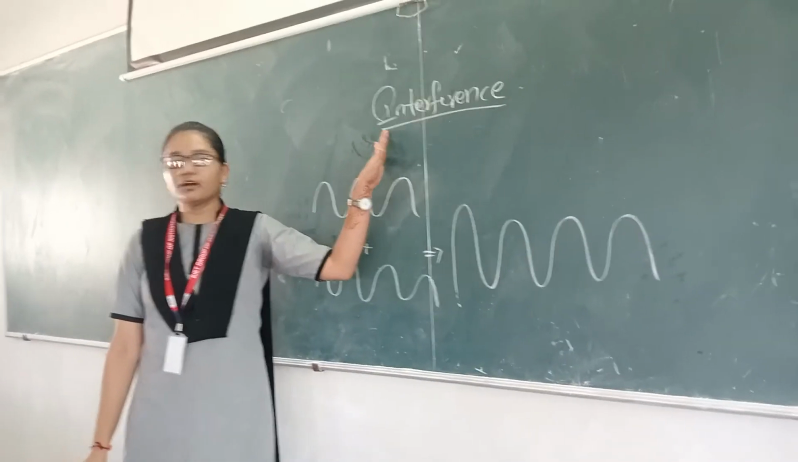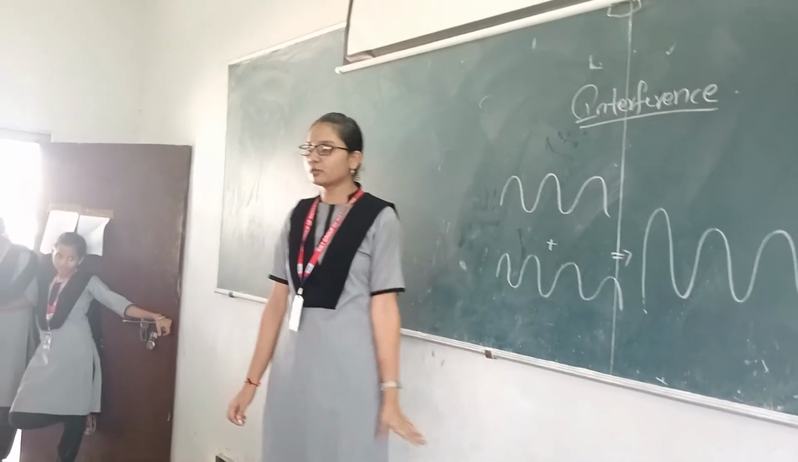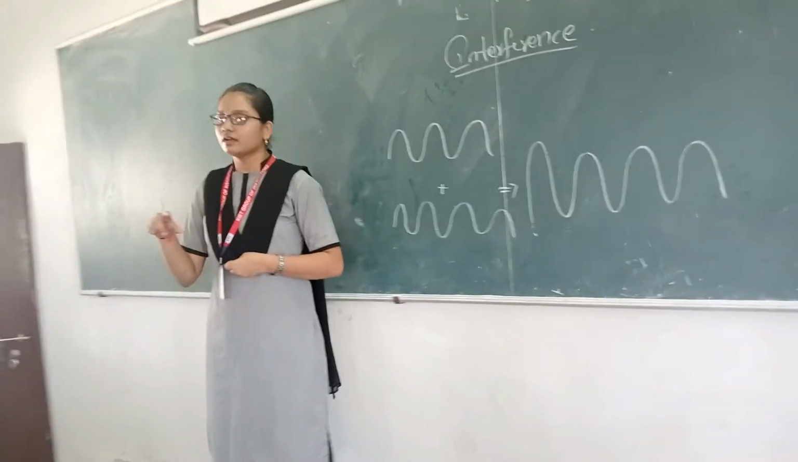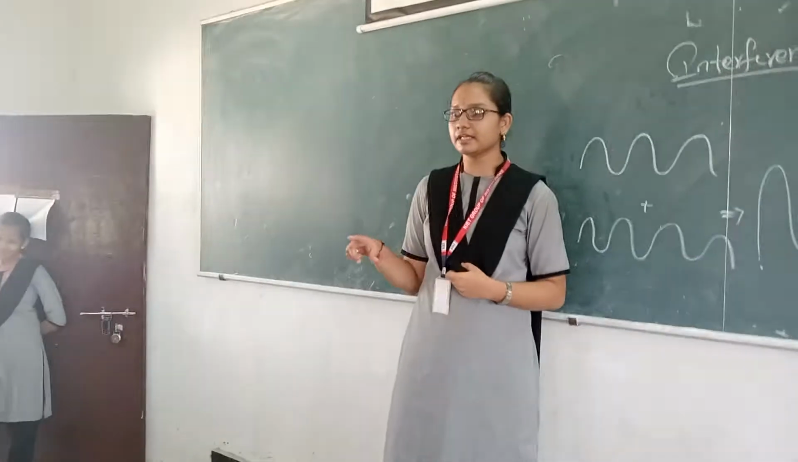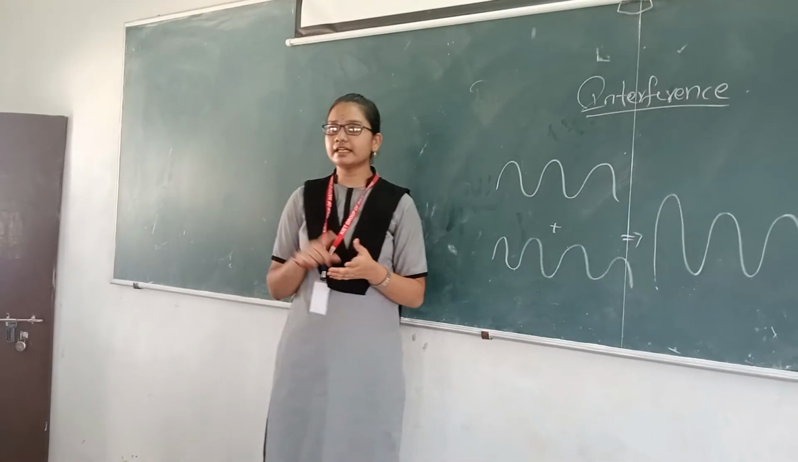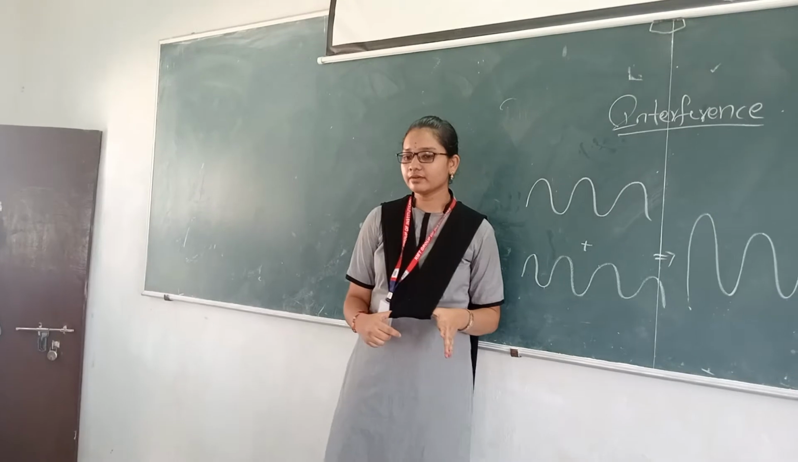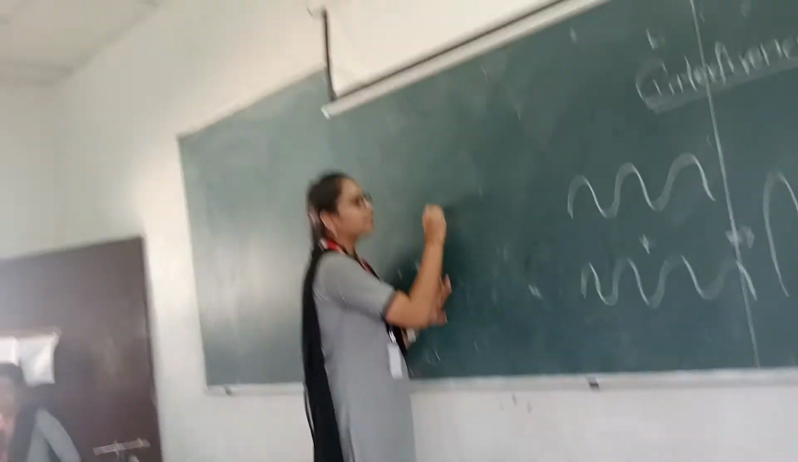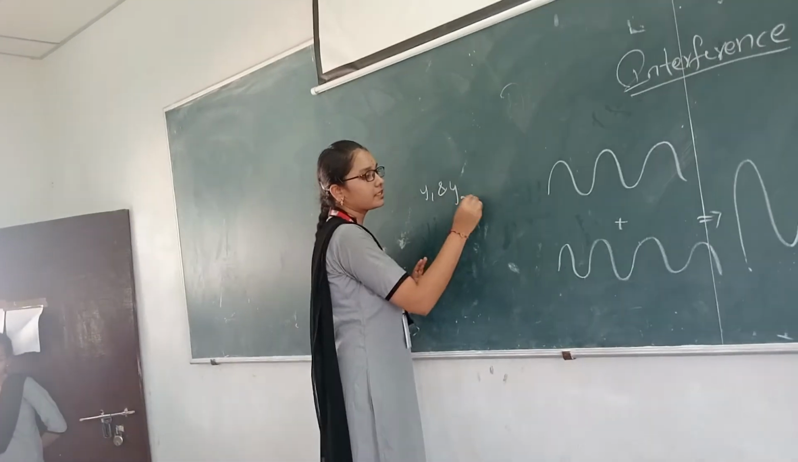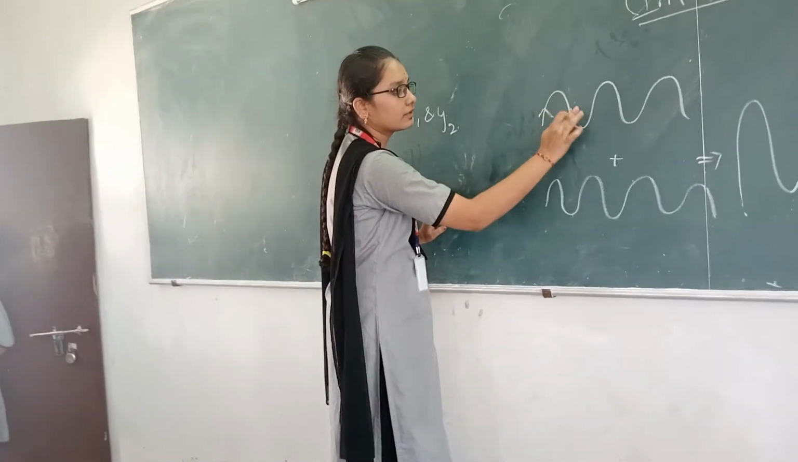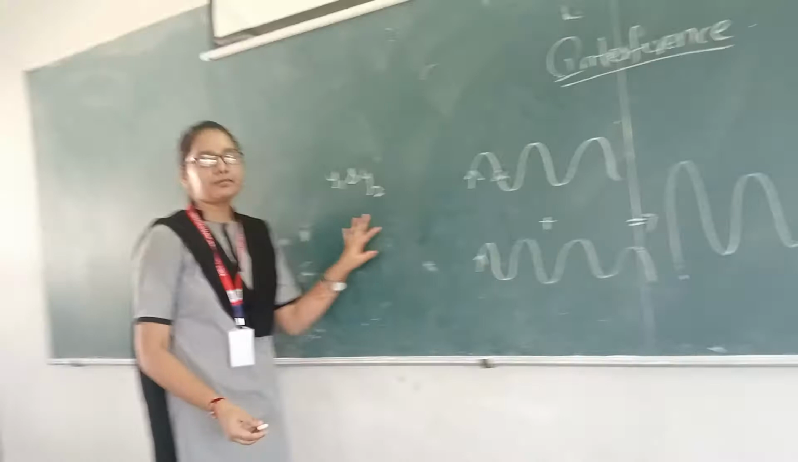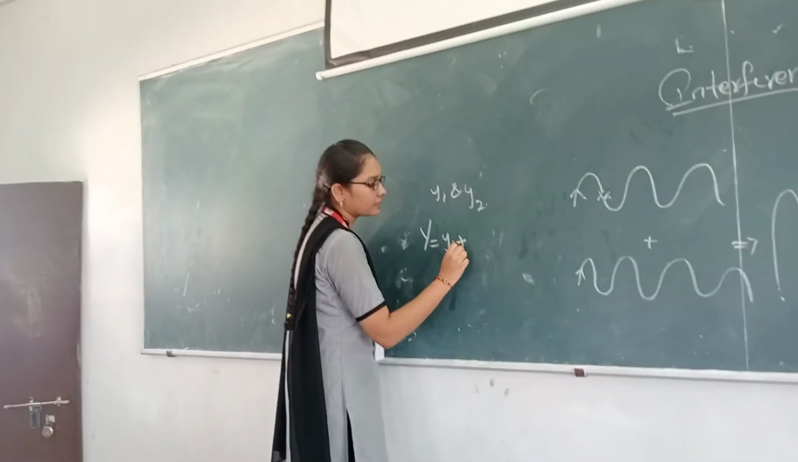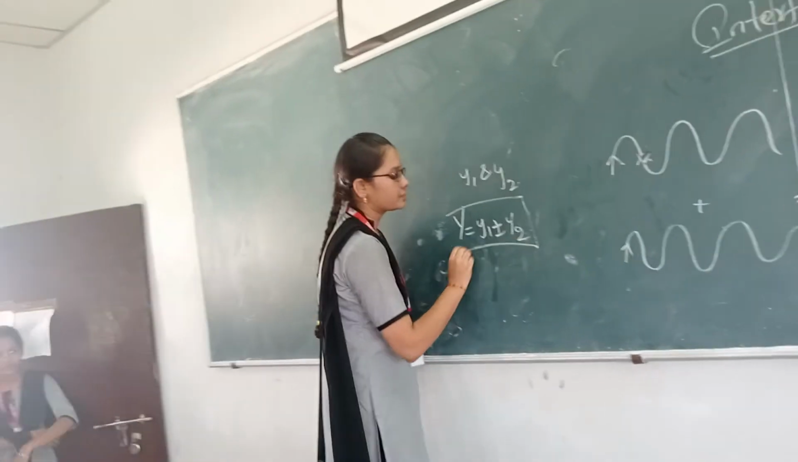This interference follows one principle. That principle is known as the principle of superposition. Principle of superposition means when two or more waves travel in the same medium simultaneously, then the displacement of the resultant wave is equal to the algebraic sum of the two individual waves. Suppose y1 and y2 are the displacements of these two waves traveling in the same direction, then by the principle of superposition we can write that the resultant displacement y is equal to y1 plus or minus y2. This is called the principle of superposition.